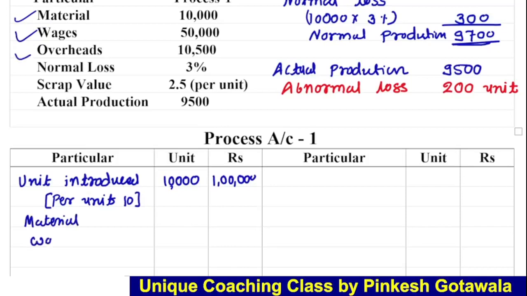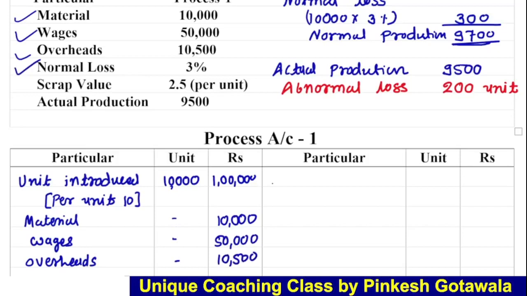Material, wages and overheads. Materials 10,000, wages 50,000 and overheads 10,500. Okay, then normal loss is given, so we know from a previous video that normal loss will be on the credit side. How much? 3%. 3% of what? The units introduced, 10,000, and 3% means 300.